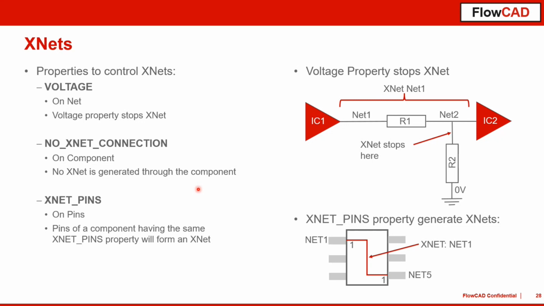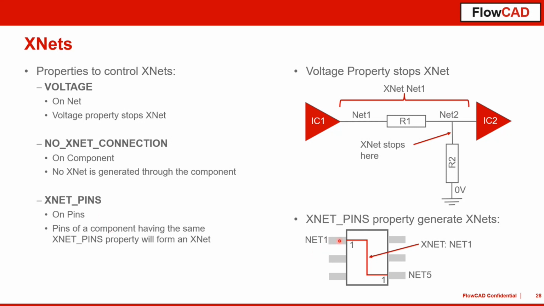Then we have two different possibilities controlling XNet generation. The first thing is no XNet connection on a component. Then this is also not generated. So for example, if you put the no XNet connection property on this R1, there would be no XNet generated here. And the second thing is XNet pins.